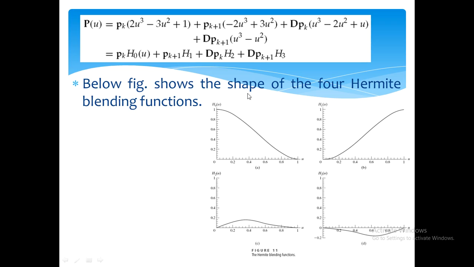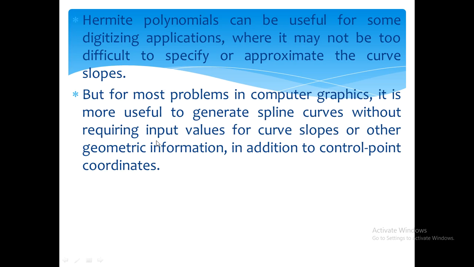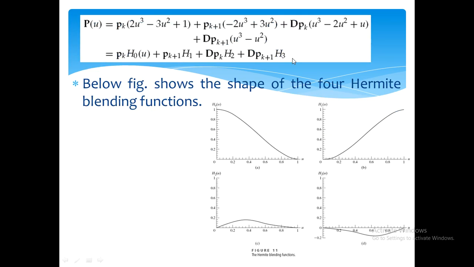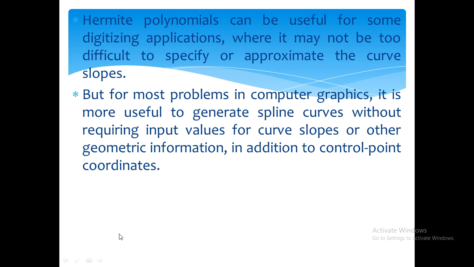The below figure shows the shape of the four Hermite blending functions, right? Then this is H0 of u, H1 of u, then H2 of u, then H3 of u. These are the graphs of the four blending functions, right?